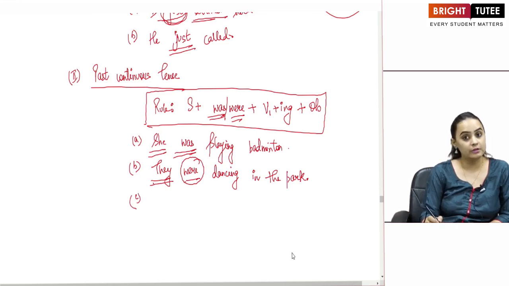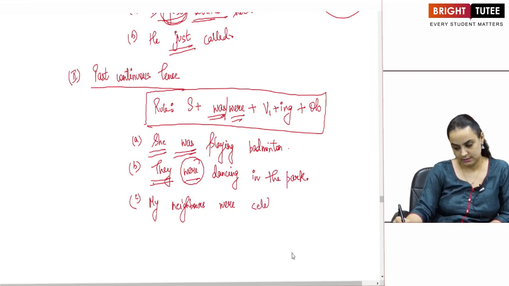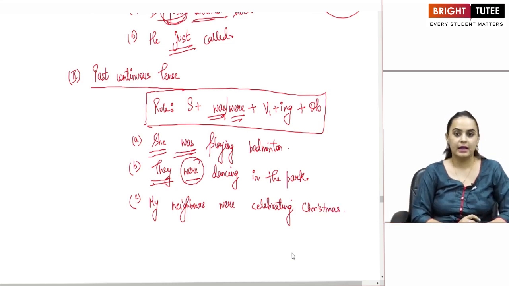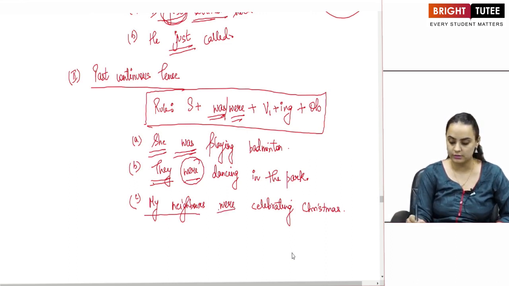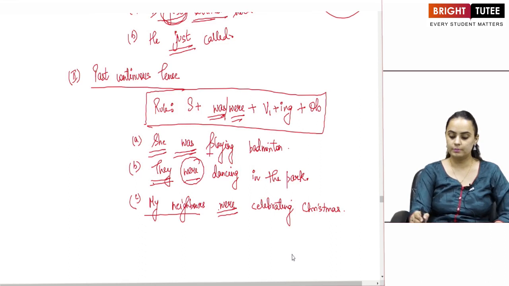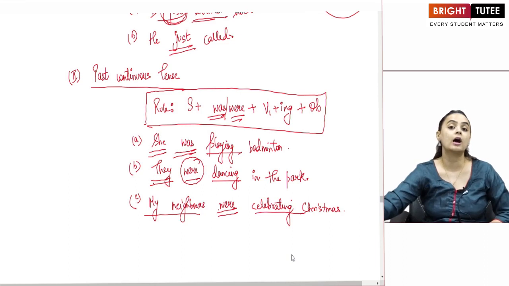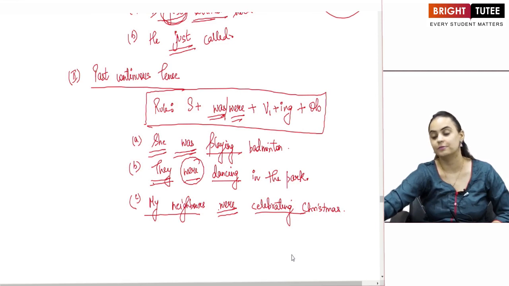If I give you another example, my neighbors were celebrating Christmas. Again, I'm talking about my neighbors, which is plural, so I use were with it, followed by the first form of the verb and ing. So this is how the basic structure of the past continuous tense is framed.